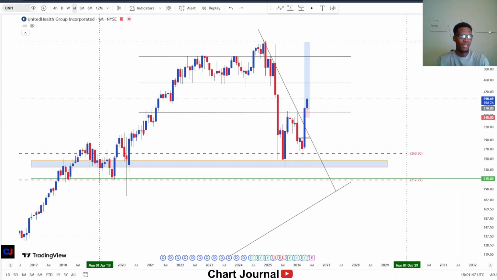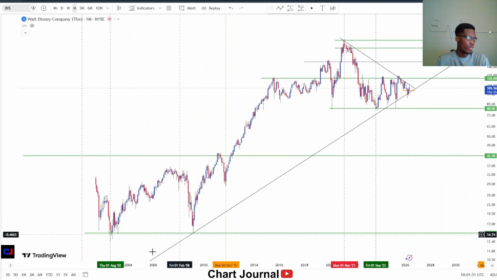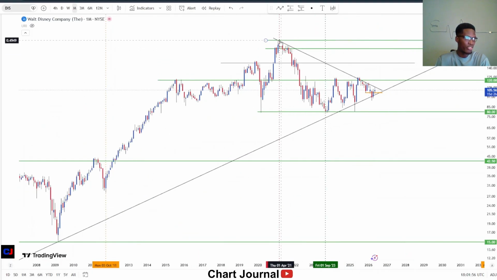This is a similar thing I said for Disney, going back to Disney as well. Once we've bounced off the long-term trend line, and here our counter trend line is this we are touching here. Once we break this counter trend line or even this green zone, it looks like we have finally bottomed, looking for the upside.